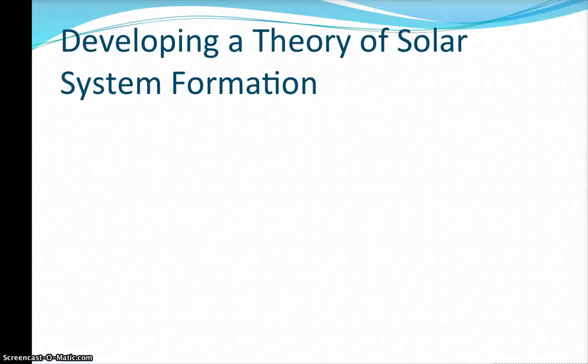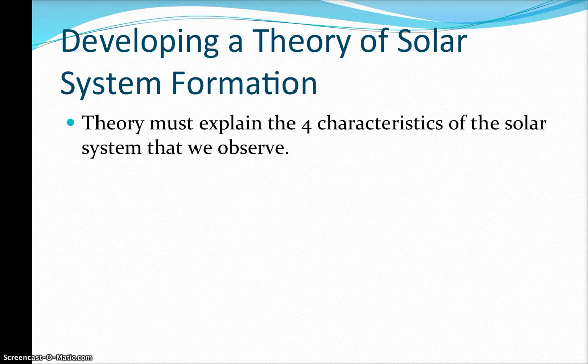All right, so we've looked at our solar system and we know what characteristics we need to be able to explain with our theory of formation. So what are we going to do? We had 4 different characteristics of our solar system that we observed. Remember, the orderly motion, the different types of planets, the existence of asteroids and comets, and even the exceptions to the rules we need to be able to explain.